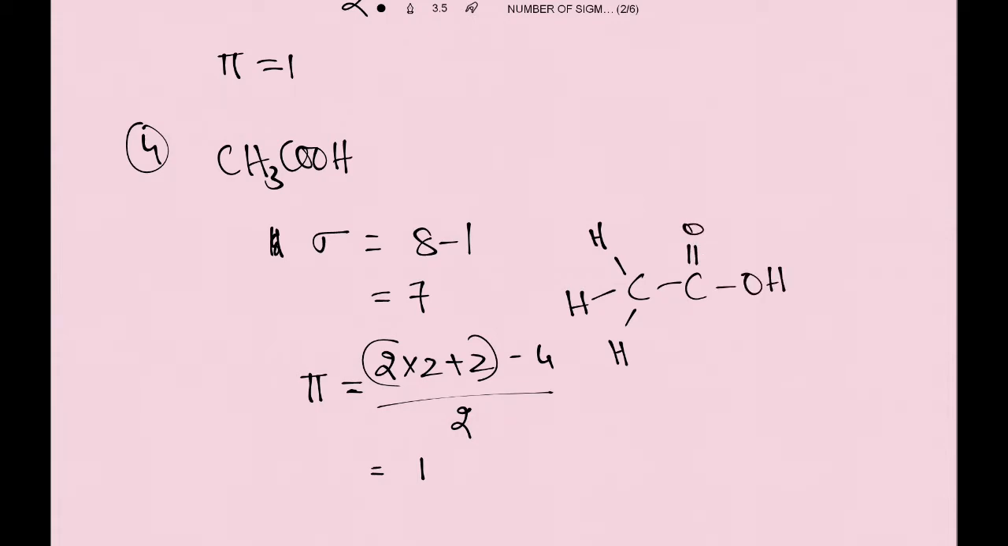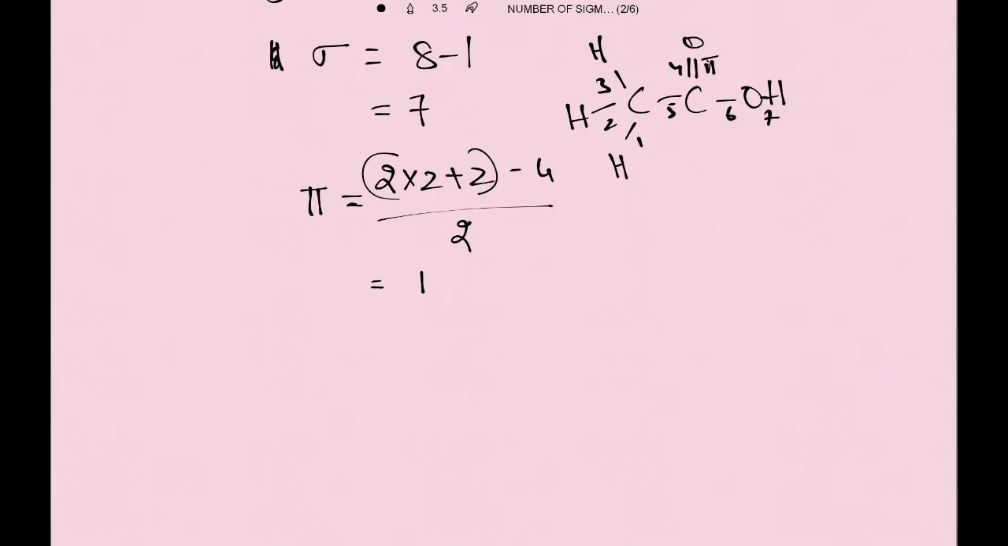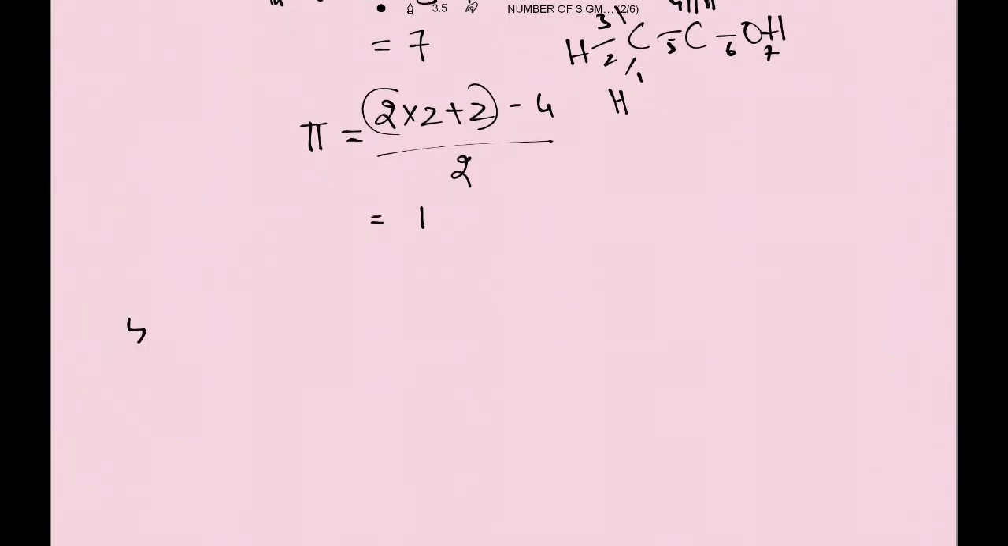Look at this one. Here having 1, 2, 3, 4, 5, 6 and here it is having 7. So 7 sigma bonds are there and 1 pi bond is there. And next one I am taking as an example, dimethyl ether I am taking.